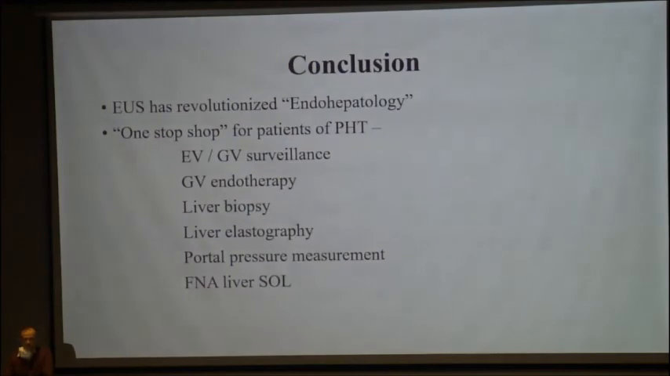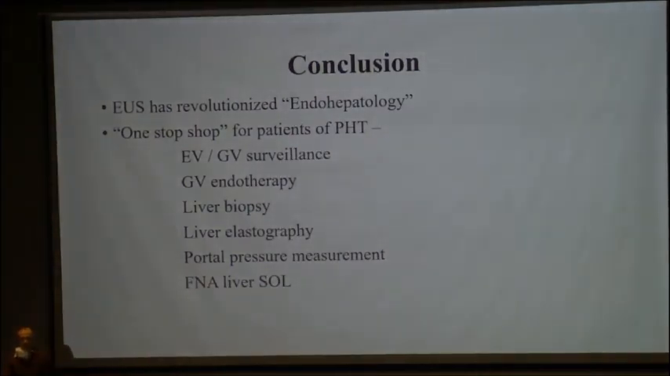So to conclude, US has revolutionized the field of endohepatology, and it has evolved from just being a diagnostic modality to a therapeutic modality as well. And it has the potential to serve as a one-stop shop for patients with portal hypertension, in the form that esophageal and gastric varices surveillance can be done. Now with the availability of the forward-looking echoendoscope, it should be done quite easily compared to the routine US scopes which are available as of now.